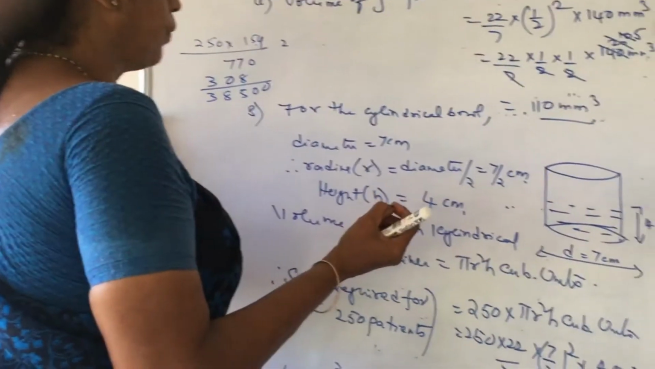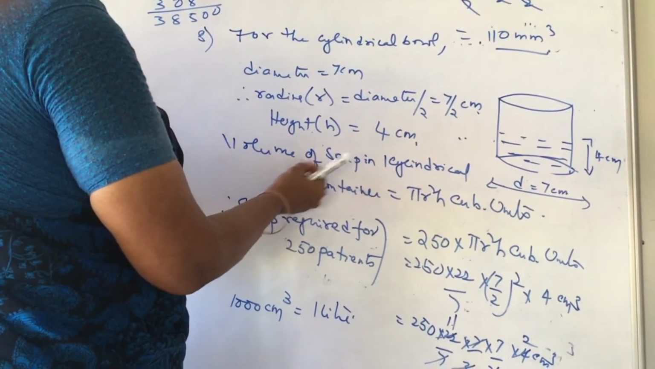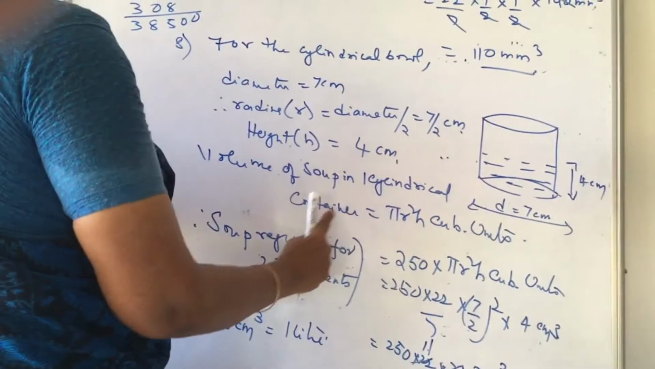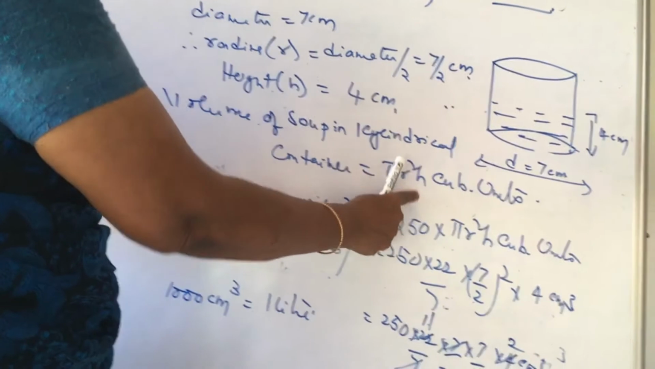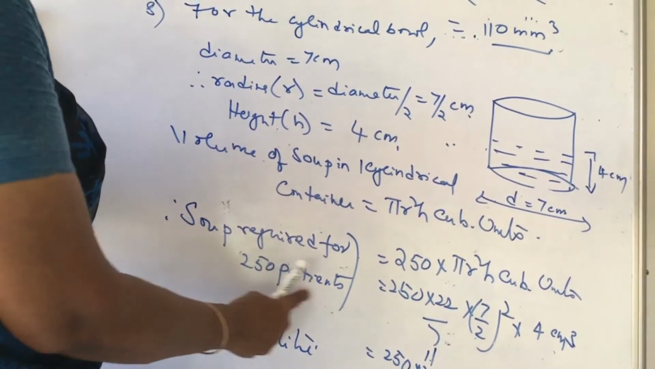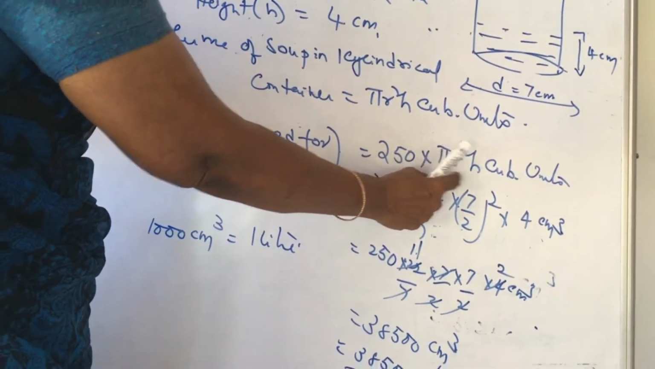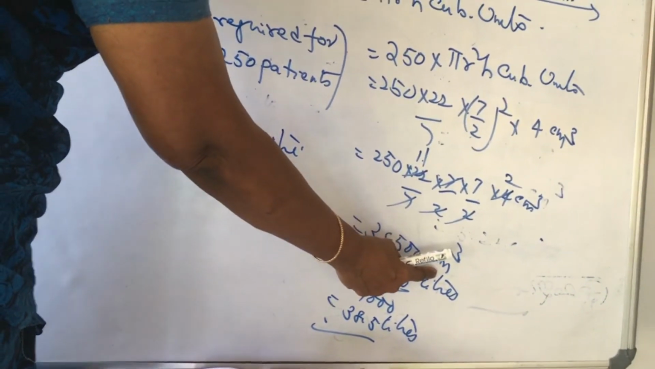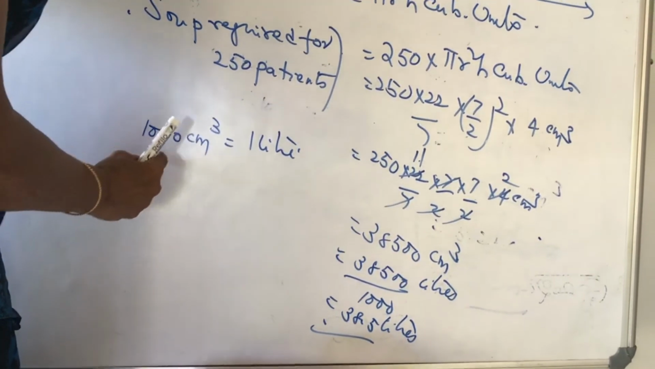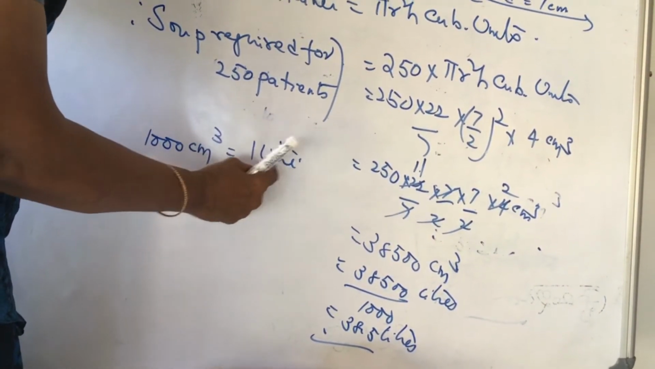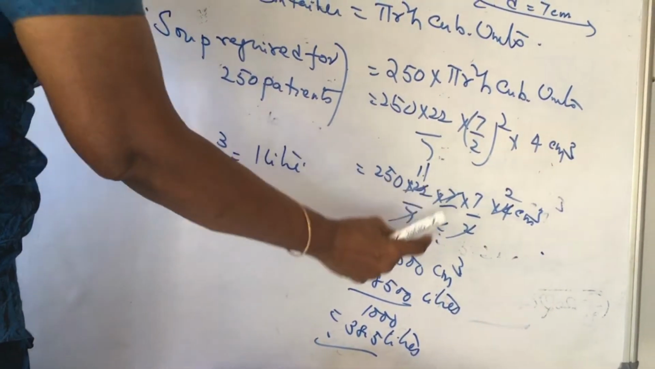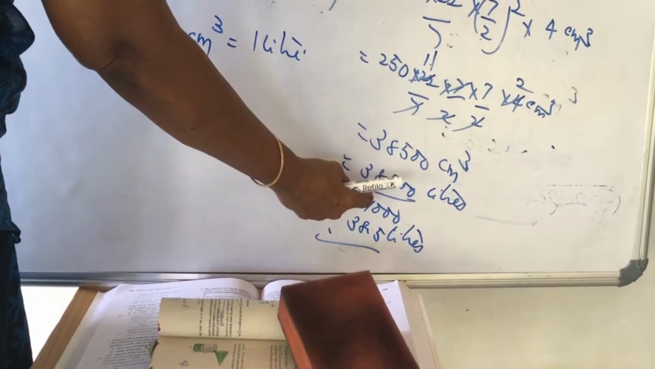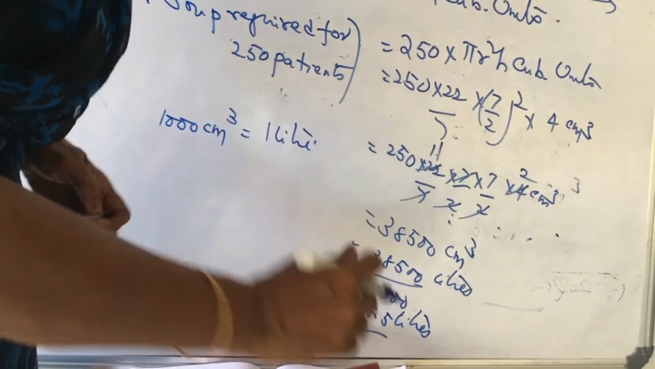So you first find out how much soup is required for one patient, children. Volume of soup in one cylindrical container is pi r square h. The soup required for 250 patients is 250 into pi r square h. After cancellation you got the answer in centimeters cube. You know that 1000 centimeter cube is equal to 1 liter. Centimeter cube into liters, divide by 1000, 38.5 liters.